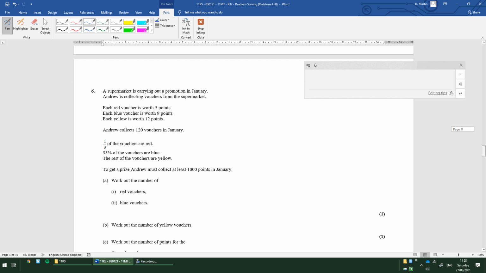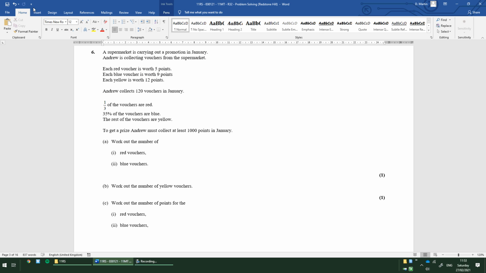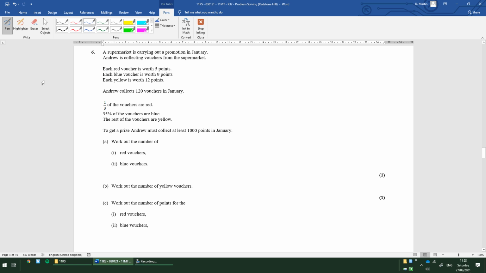Right, question 6, a lot going on here. So it says a supermarket is carrying out a promotion in January. Andrew is collecting vouchers from the supermarket. Each red voucher is worth 5, blue is worth 9, and yellow is worth 12. It says Andrew collects 120 vouchers in January. And you're told some fractions and percentages, and he wants to see if he gets at least 1,000 points.